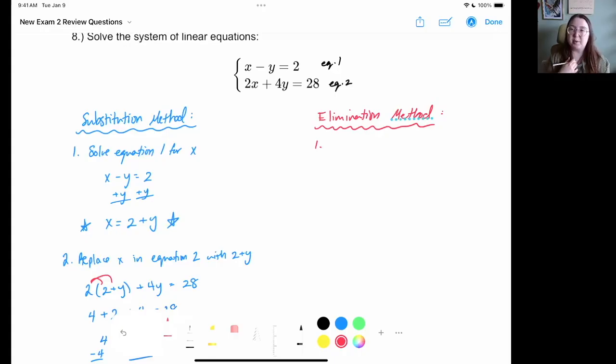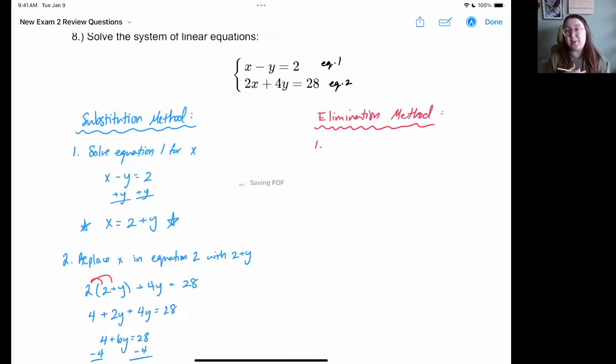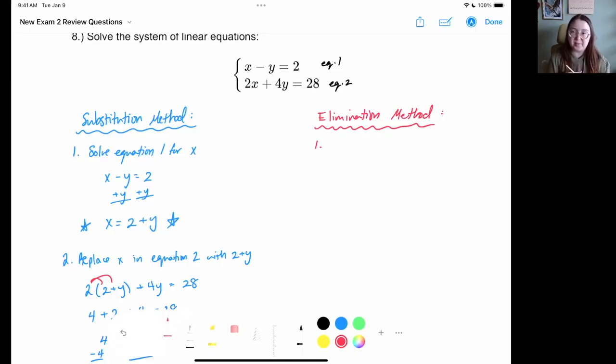So for example, equation 1 doesn't have any coefficients. That will make it very easy to manipulate. And equation 2 has coefficients. So we want to try to make equation 1 have the opposite coefficients as equation 2. In equation 2, the coefficient of x is 2, and the coefficient of y is positive 4. Positive 2 and positive 4. So that means that we need to make equation 1 have the coefficient for either x be negative 2 or y be negative 4.